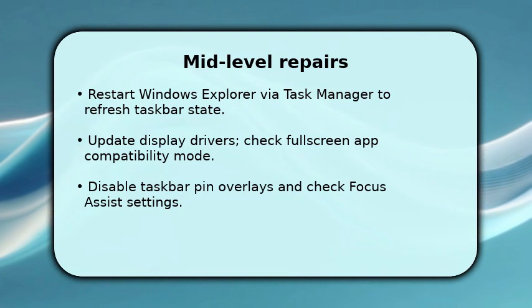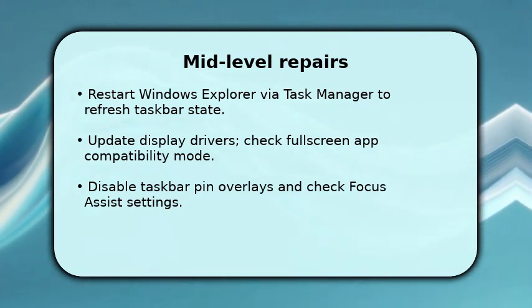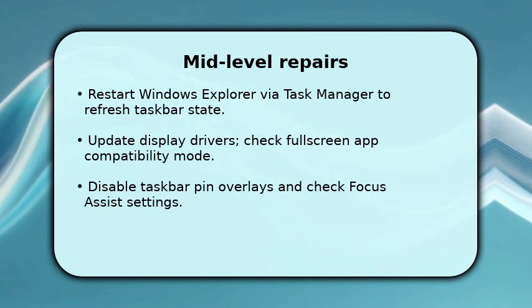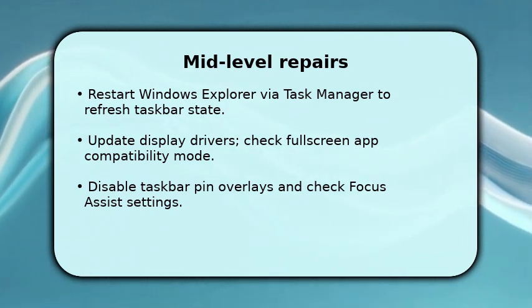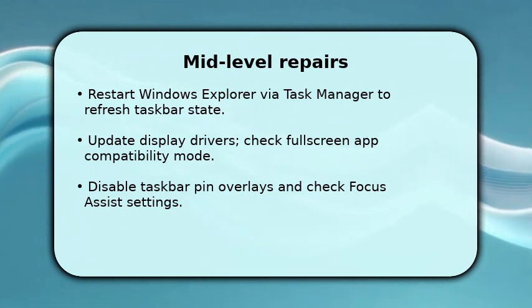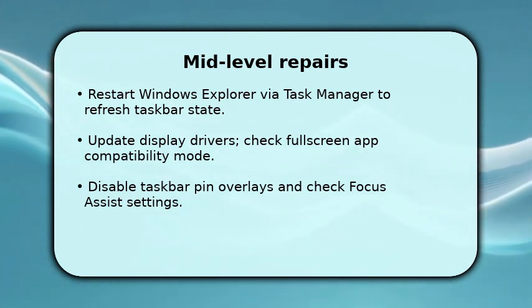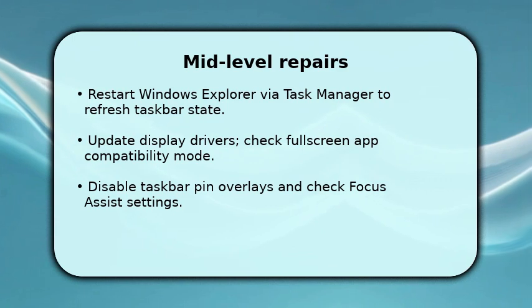Open Task Manager, find Windows Explorer, and restart it. This forces the taskbar to reinitialize and often fixes sticky visibility. While that runs, update your GPU drivers because driver bugs disrupt exclusive full-screen. Also inspect the app's compatibility and run it without compatibility layers. Some modes force a windowed full screen that triggers the bar.